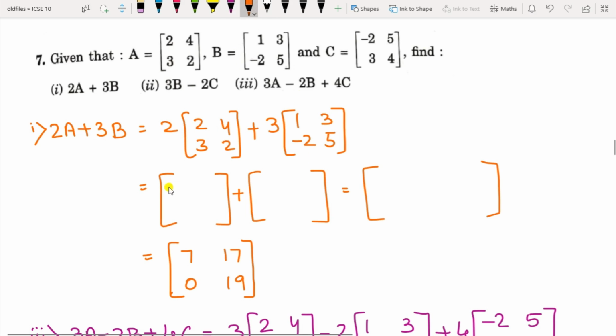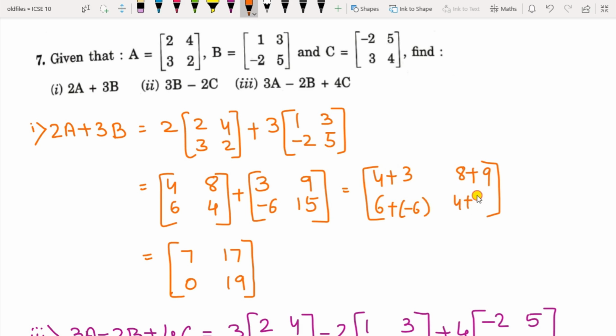So you will get 2 2s is 4, 2 4s is 8, 2 3s is 6 and 2 2s is 4. Multiply this with 3: 3 1s is 3, 3 3s is 9, 3 2s is 6 and 3 5s is 15. And now you have to do the addition. So this will be 4 plus 3, 8 plus 9, 6 plus minus 6, and 4 plus 15. So on doing the calculation, you get 2A plus 3B will be equal to 7, 17, 0 and 19. So these are the elements.